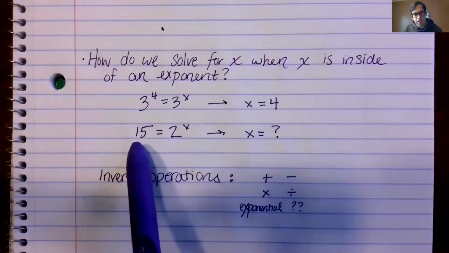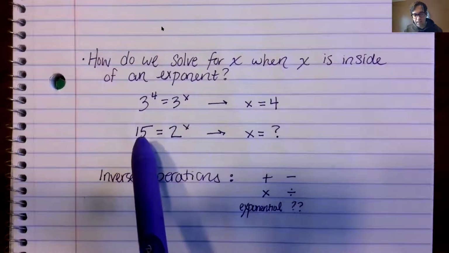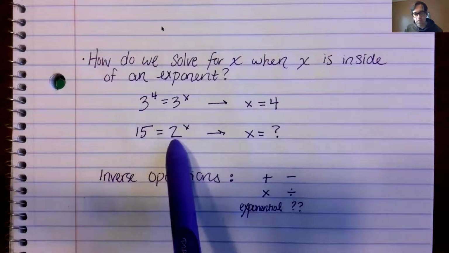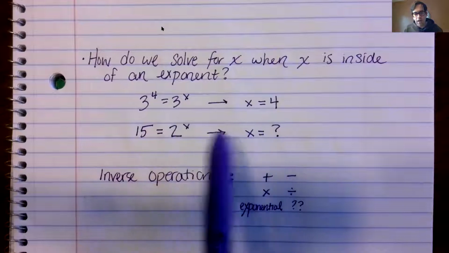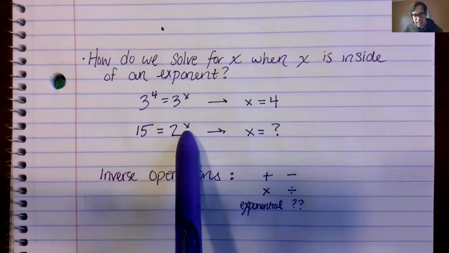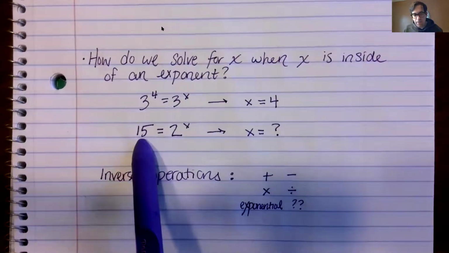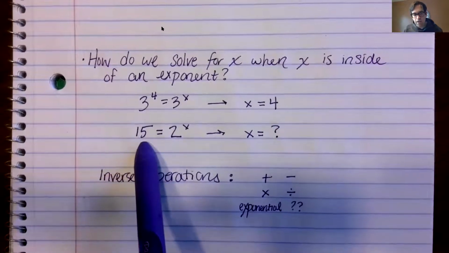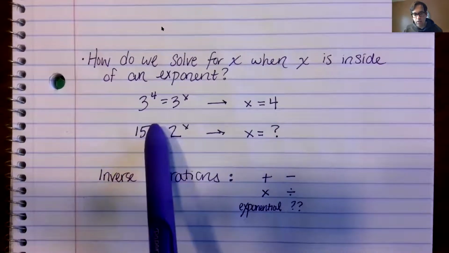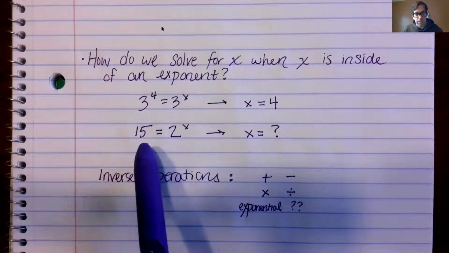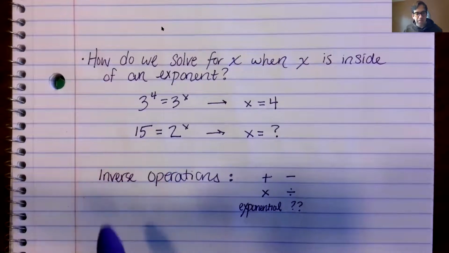But what if it's something where that doesn't work out as nicely? What if we have 15 equals 2 to the x? How do we solve for this x? We can't make 15 have a base of 2. There's no 2 to some power that equals 15. 2 to a certain power equals 16, but not 15.